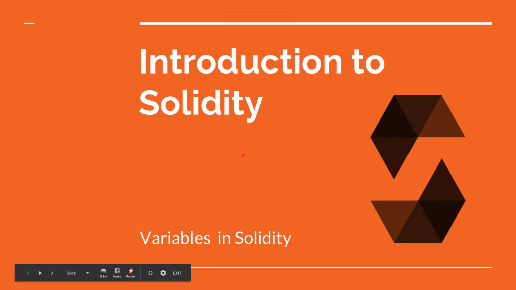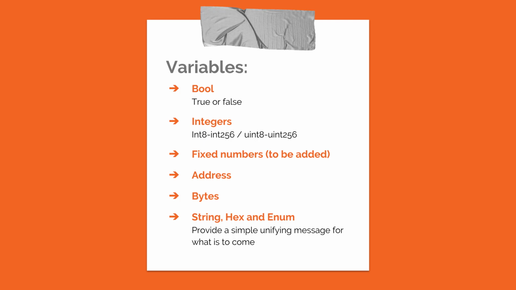Okay, now in this video we're going to talk about the different types of variables in Solidity. Solidity is a statically typed language, which means the type of each variable needs to be specified. The most important value types that you should remember are booleans, integers, address, bytes, string, hex, and enum.